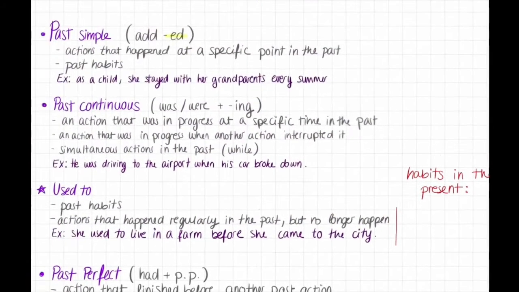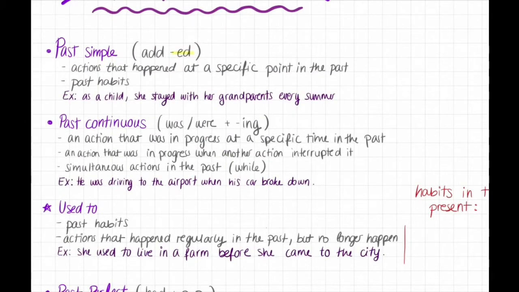Okay, the next one is the past continuous. So we form it using was, were, and the ing form of the verb. It's for an action that was in progress at a specific time in the past, and that action can be interrupted by another action, or for simultaneous actions that happened in the past. For simultaneous actions, we use while. We will explain it later.